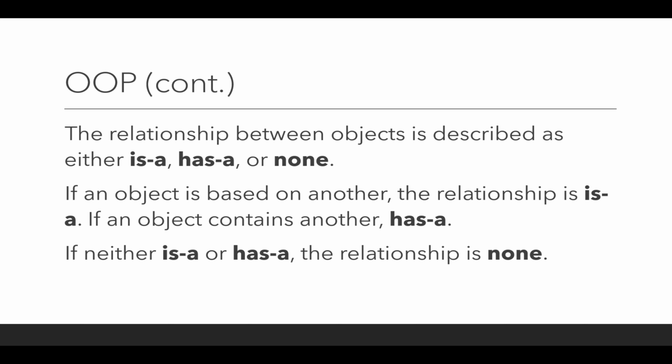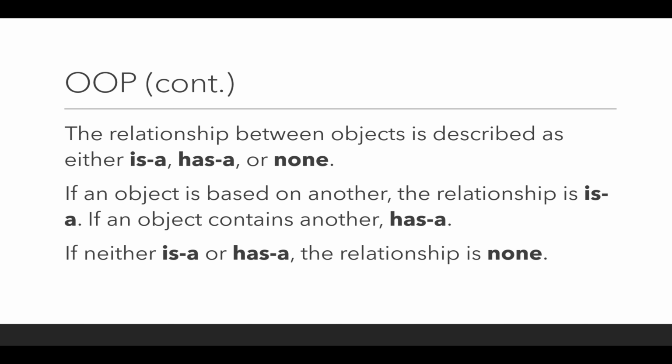If an object contains another object, it is a has a relationship. So for example, I have a coffee cup. I have the coffee cup, so the relationship is has a. I have a coffee cup. I am a human, my parents are human, therefore I am also human, and the relationship is a.